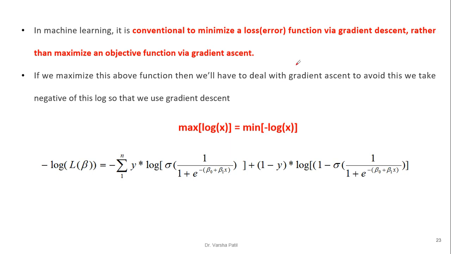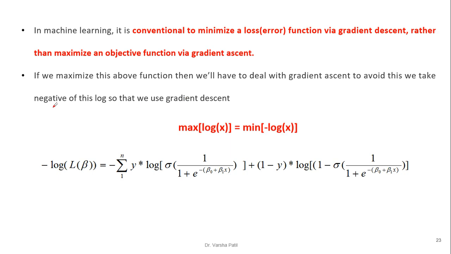In machine learning, it is conventional to minimize an error function via gradient descent rather than maximize an objective function via gradient ascent. To understand the further part, it is very important to understand gradient descent and how it works. If you already know how linear regression with gradient descent works, then the further part is very easy to understand. If we maximize the above function, then we will have to deal with gradient ascent.